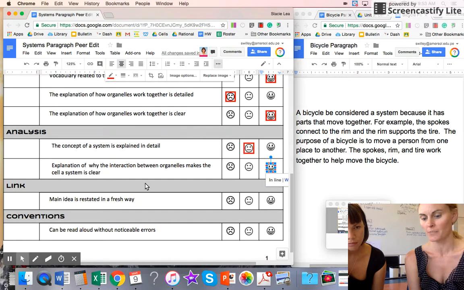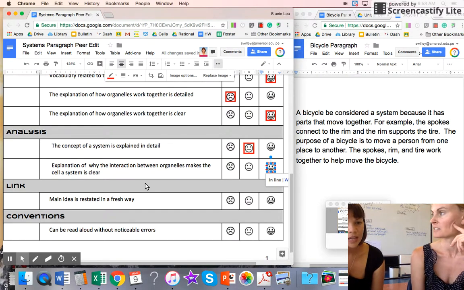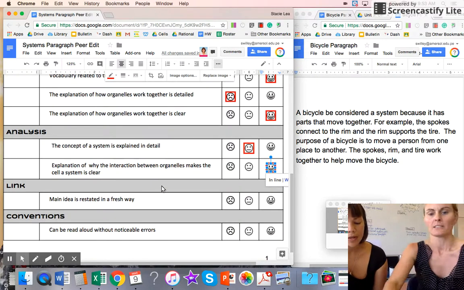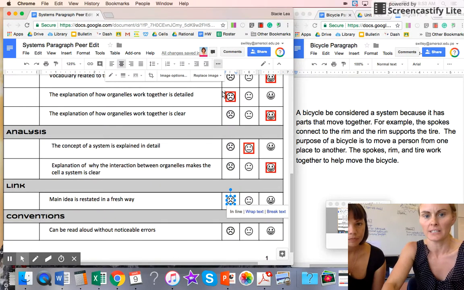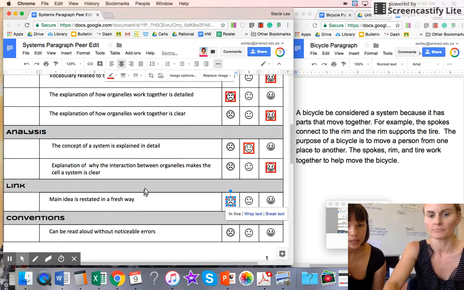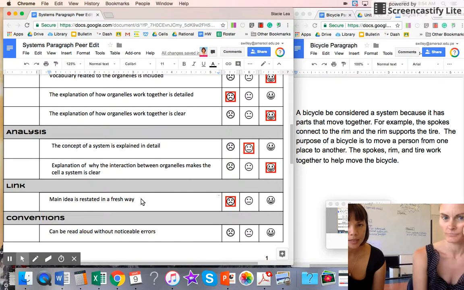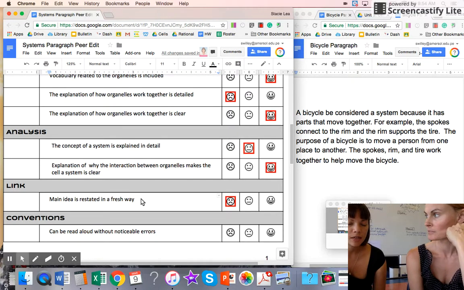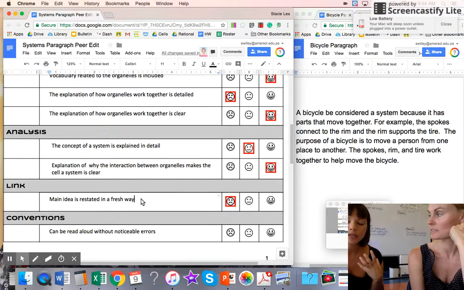Perfect. Okay, so now main idea is restated in a fresh way, and I have nothing else on my screen or on my page. So I realized I forgot to do the link. Yeah, so don't forget at the end you need to link back to your main idea. Your main idea, if you read the first sentence, was a bicycle can be considered a system because it has parts that move together. I remember you were going to add more detail to that. But then you need to think of it a new way to summarize that, so that the idea of whether it's a system or not is really clear for the reader.